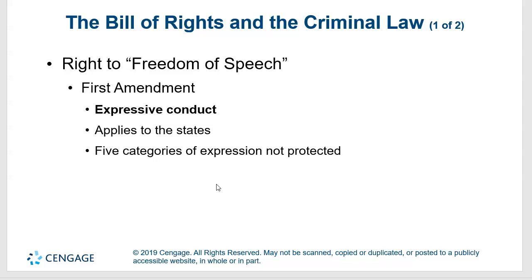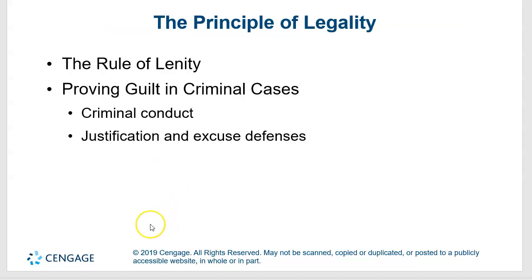This applies to the states. States cannot tell you that you cannot speak. They can place some regulations on where you can speak and the time you can speak, as long as those regulations apply to everyone. So they can say you can't protest in front of the state capitol house unless you have a permit, and that has to apply to everyone. Okay. There are 5 types of speech that are protected. Those are obscenities, profanities, libel and slander, fighting words, and expressions that generate a clear and present danger. Okay.